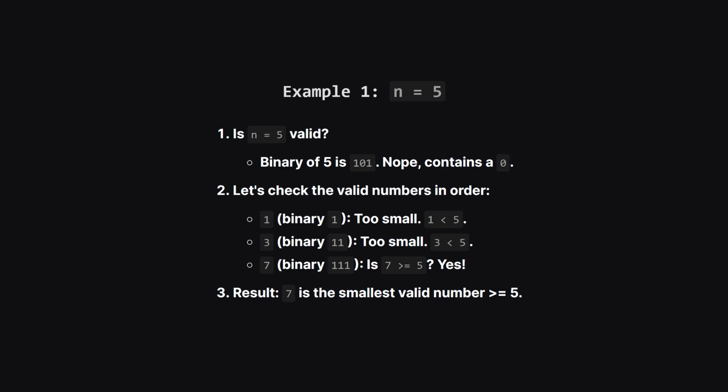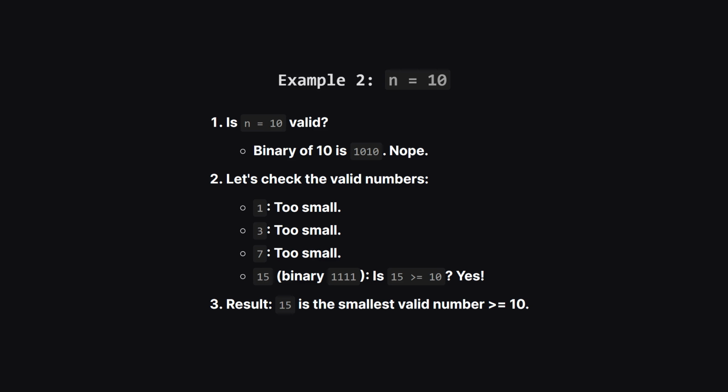Okay, let's walk through an example. Say our input n is 5. First, we ask, is 5 itself a valid answer? Well, 5 in binary is 101. Since it has a 0, it's not valid. So we need to find the next valid number. Let's list out our special all ones numbers. The first is 1, which is smaller than 5. The next is 3, still smaller than 5. The next one is 7. Is 7 greater than or equal to 5? Yes, it is. Since we're looking for the smallest such number, 7 is our answer.